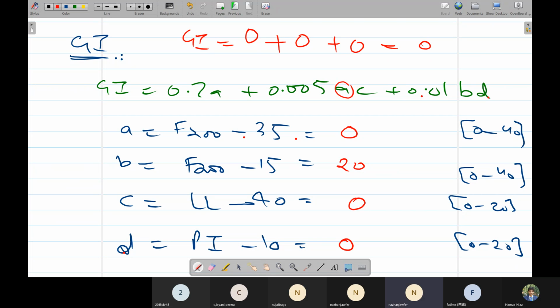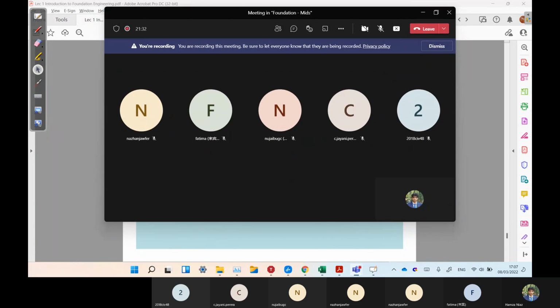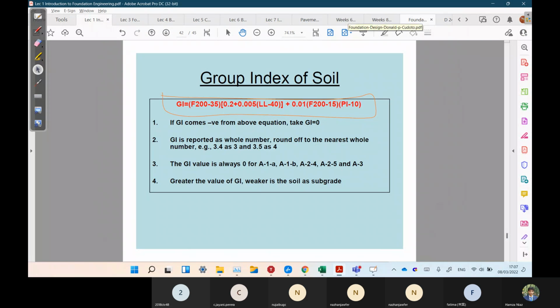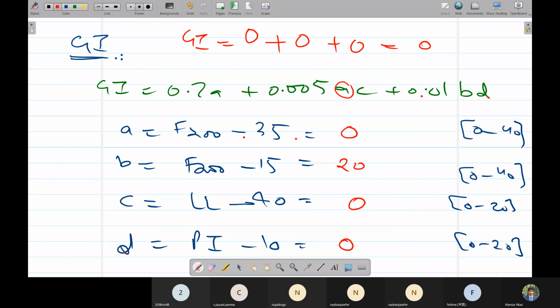Brother, your mic was muted. So where did it stop, the voice? Just that final part only, that group index final value. It's okay. Fine. Or we have to calculate group index. Yes, brother. That part is fine.